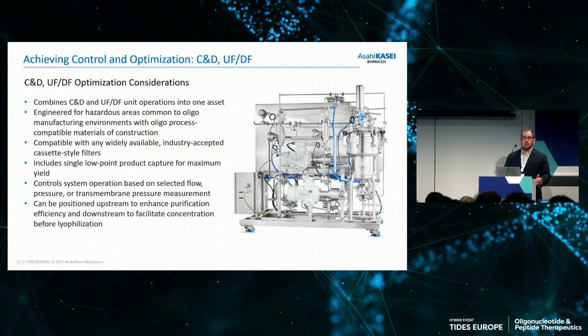And at Asahi Kasei Bioprocess, we have a unit that combines cleavage and deprotection with crude UFDF and can perform these operations in sequence on the same piece of equipment. It's designed for use in hazardous areas, with a single low capture point to get all of the product out of the system. And it's compatible with a number of different TFF membranes that are currently used for oligo products.